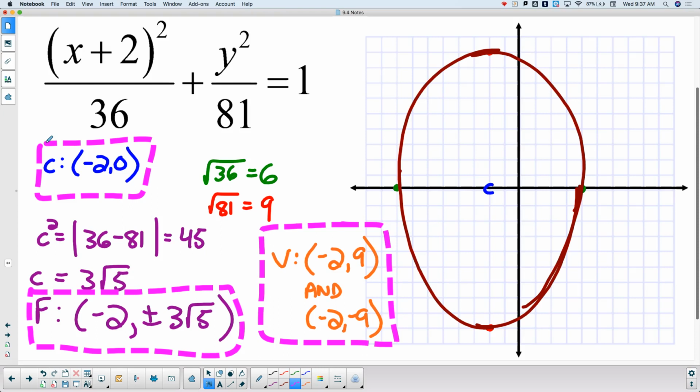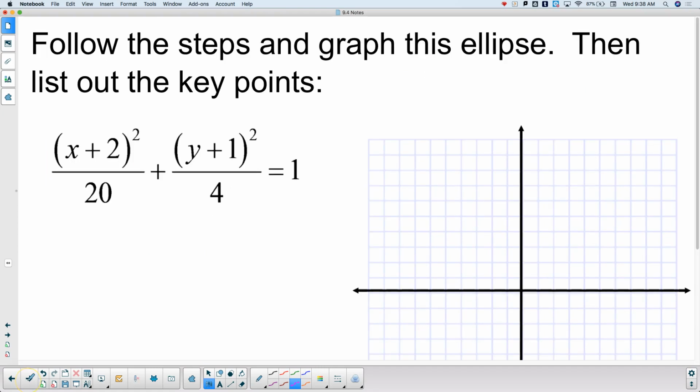Questions? Yes, ma'am. Can I get a new graph sheet? Like one right here? Go for it.